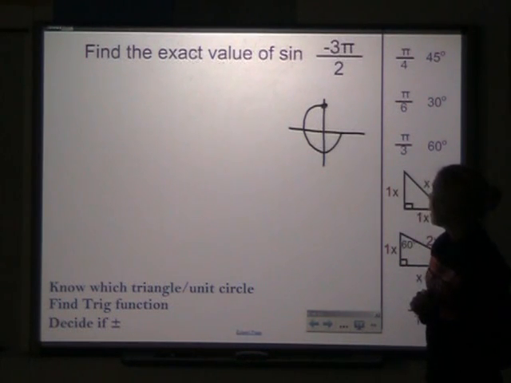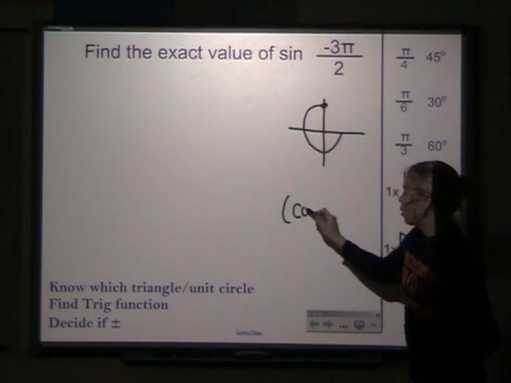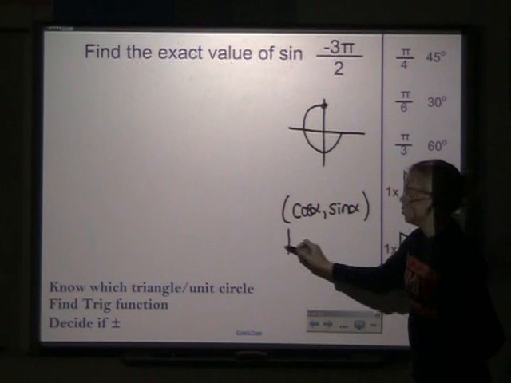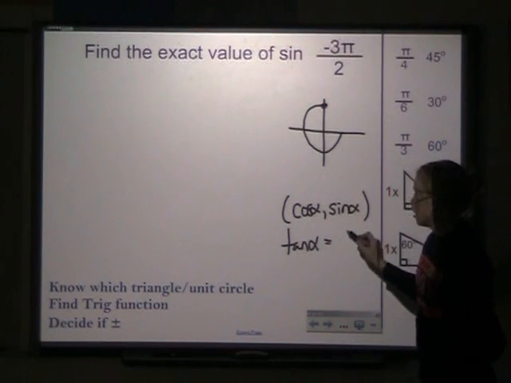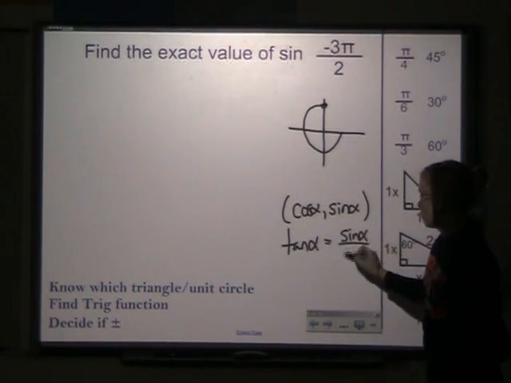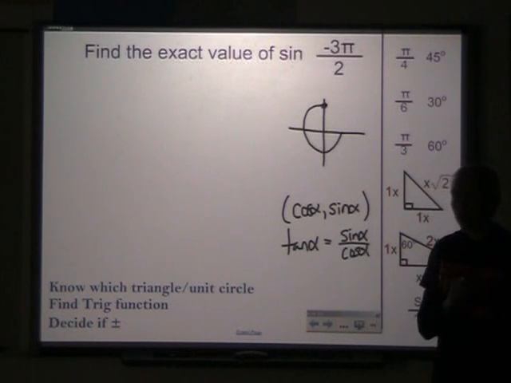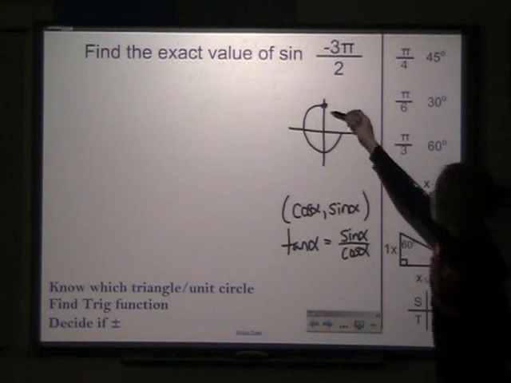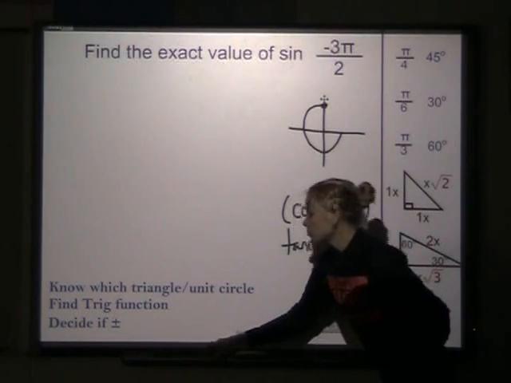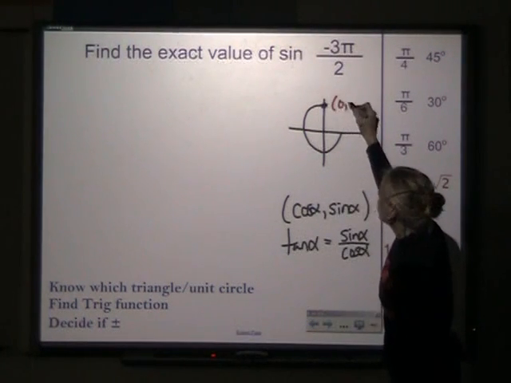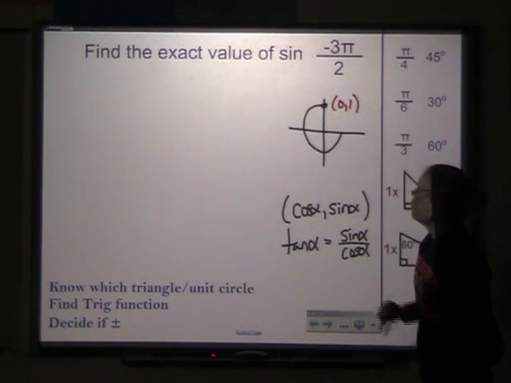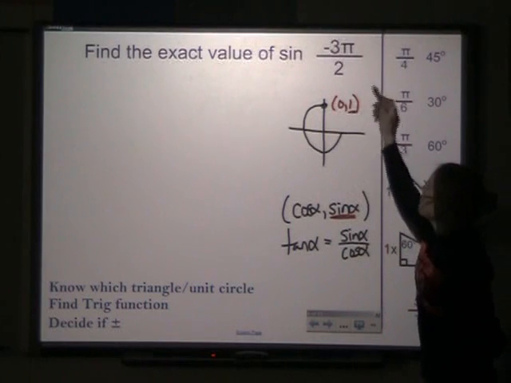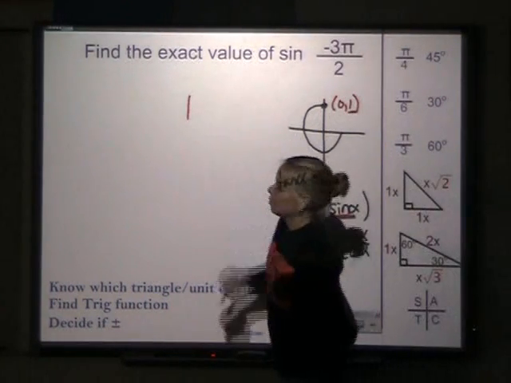We learned back in chapter 5 that cosine is the x value, sine is the y value, and tangent is sine over cosine. So I still should know those same concepts. So when I'm looking at this value on my unit circle, this is the point 0, negative 1, or sorry, 0, 1. So sine is the y value. The answer to this is 1.